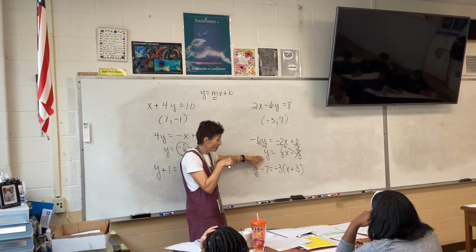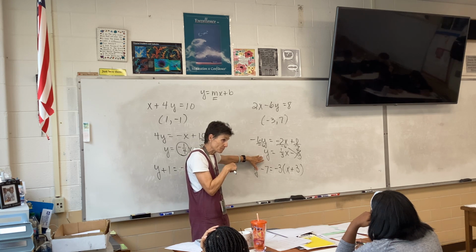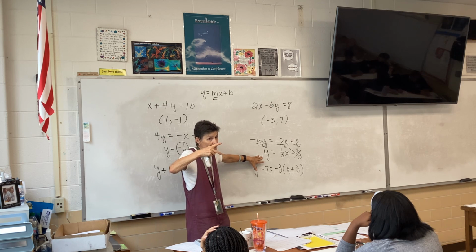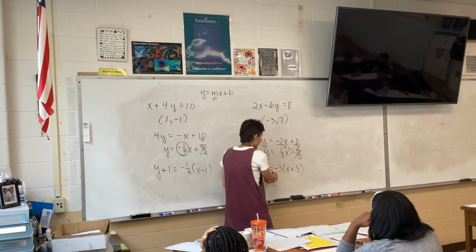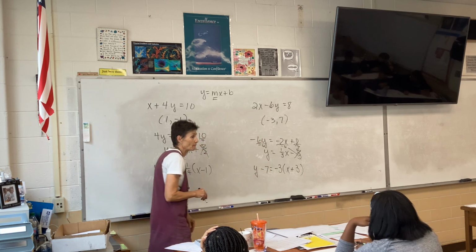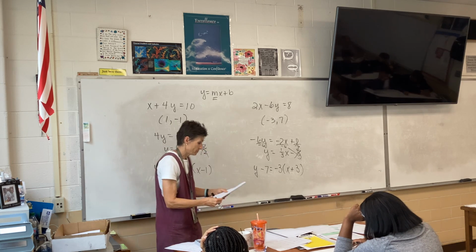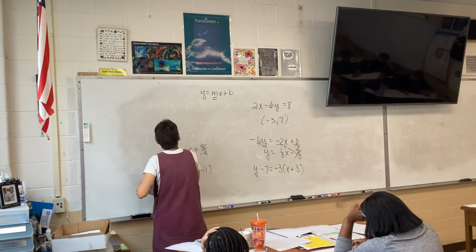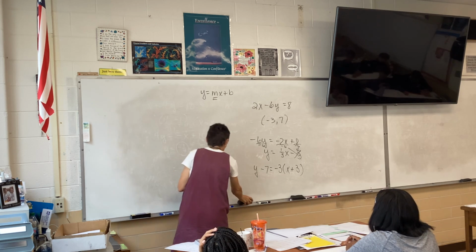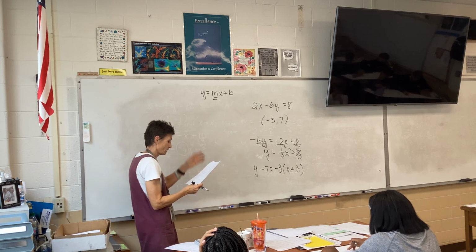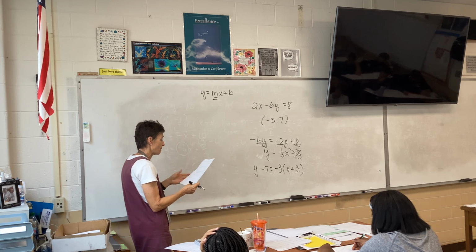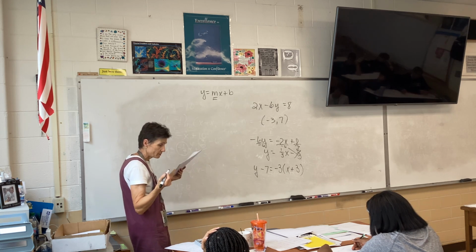If we were doing a parallel equation, we would use 1/3, right? But we're doing a perpendicular equation, so we have to do the opposite reciprocal. So we flip this over and make it negative, and there it is. Okay?